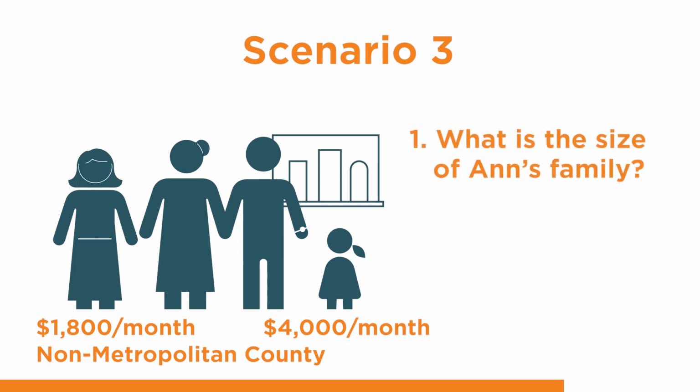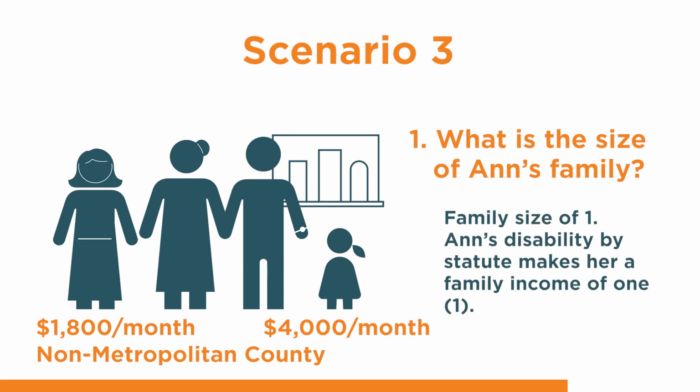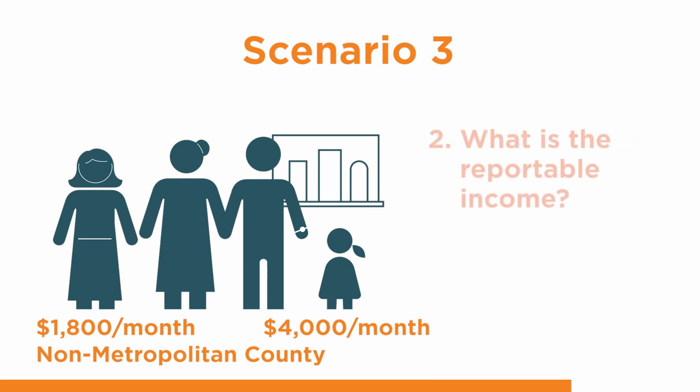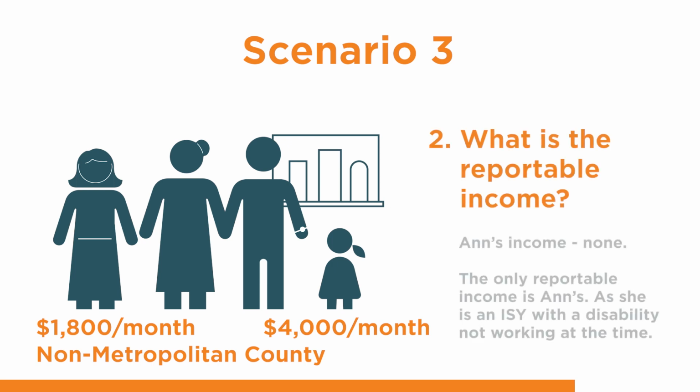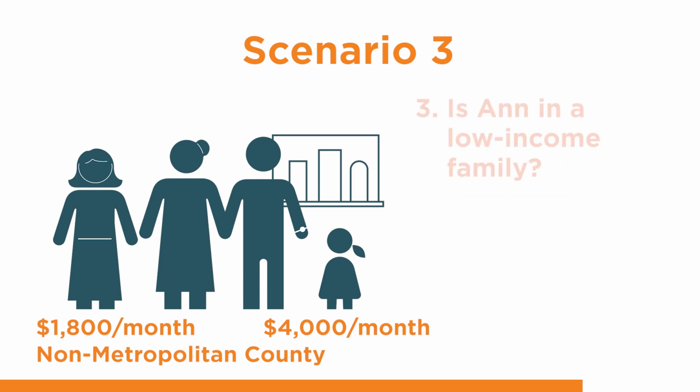What is the size of Anne's family? Family size of 1. Anne's disability by statute makes her family size 1. 2. What is the reportable income? Anne's income is none. The only reportable income is Anne's, as she is an in-school youth with a disability not working at the time.